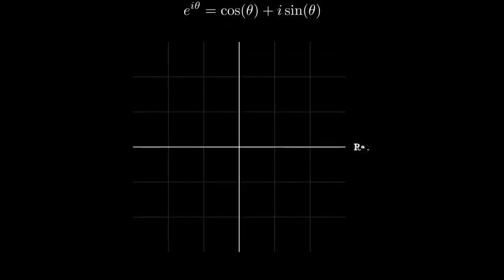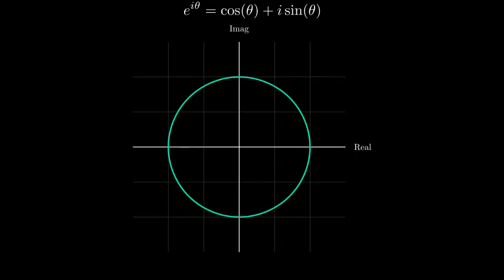On the complex plane, the horizontal axis is the real axis, and the vertical axis is the imaginary axis. Every point on the unit circle has coordinates cosine theta and sine theta. Now, let's pick an angle theta and draw the point on the unit circle. That point has x-coordinate cosine theta and y-coordinate sine theta.